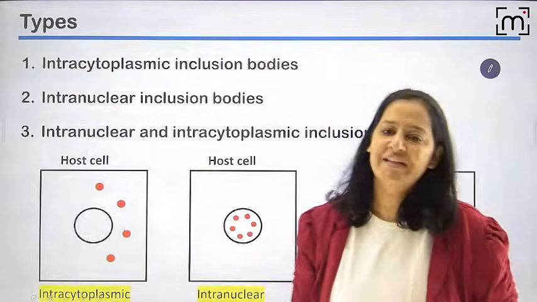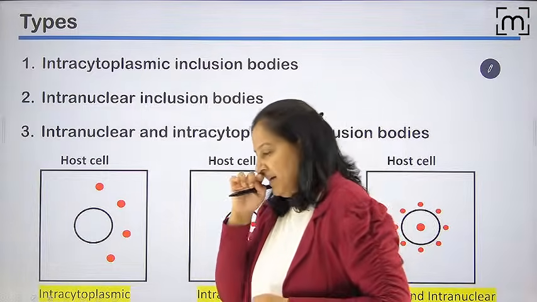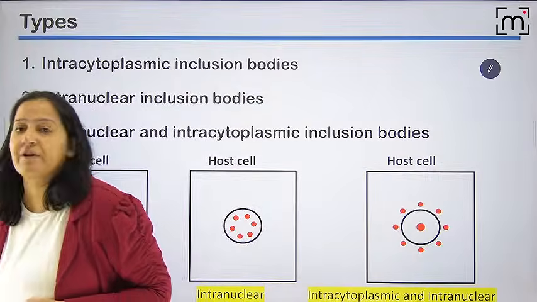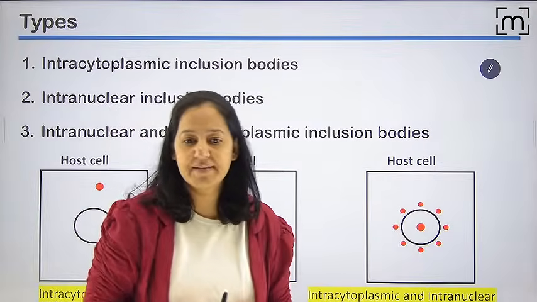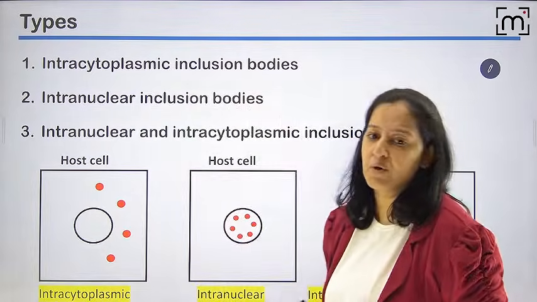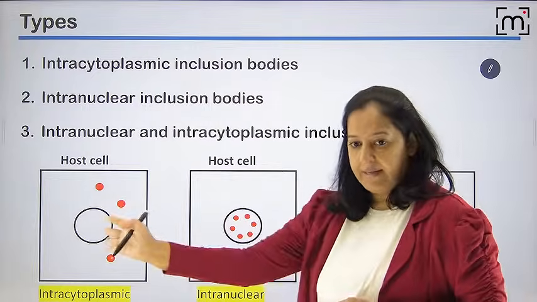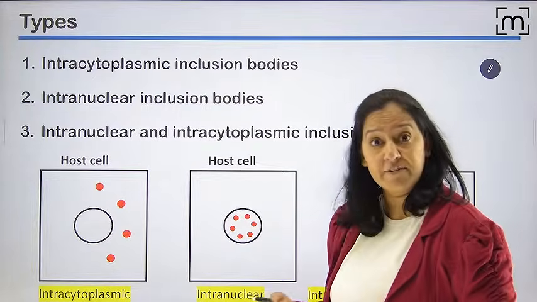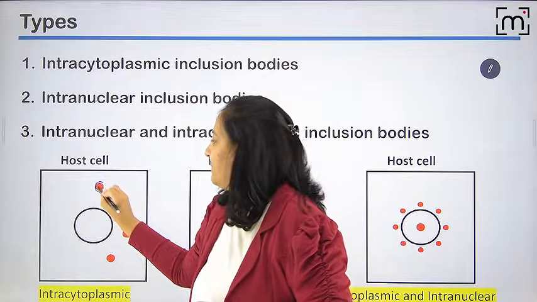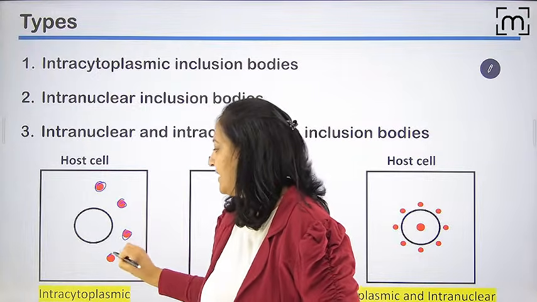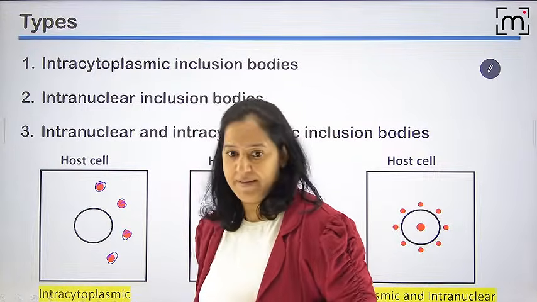Got it? Now, how many types of inclusion bodies are there? There are 3 types, based on their location in the host cell. See the 3 host cells. Now see where the inclusion bodies are. The inclusion body can be in the cytoplasm. You can see it's intracytoplasmic.